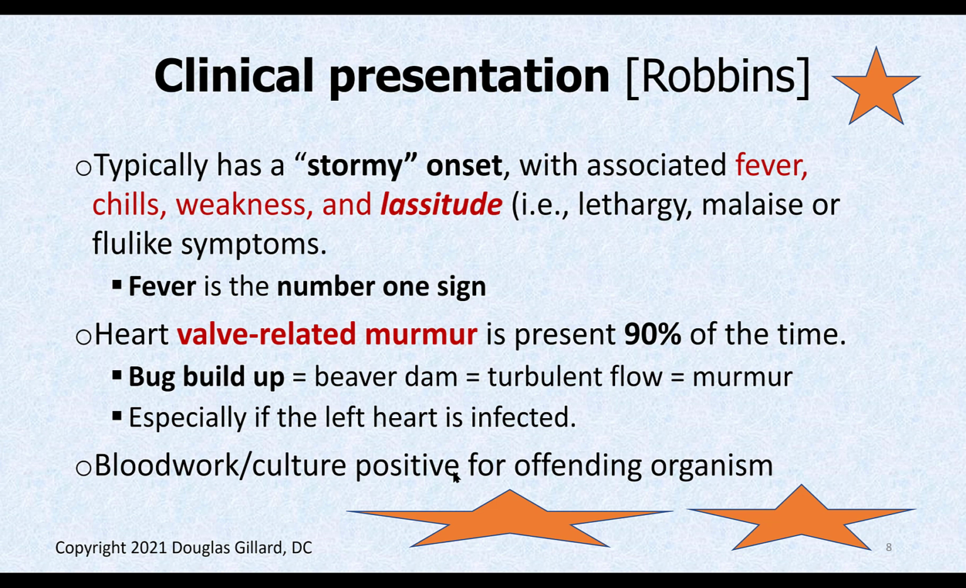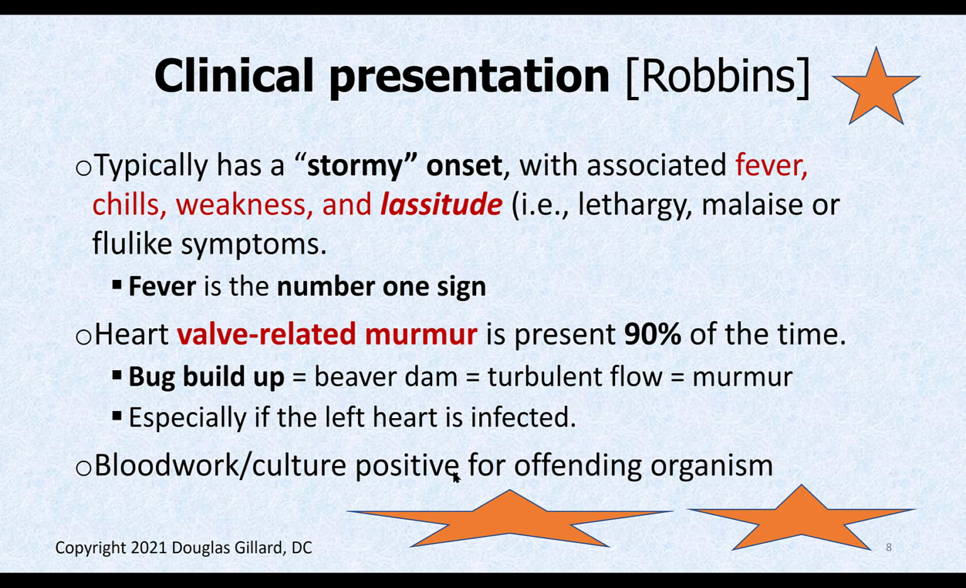Clinical presentation. Patients, it's classically said, Robbins says, it has a stormy onset. These people get sick and they go down really fast, so especially a fever is the number one sign. Chills, weakness. Lassitude, there's another vocabulary word for your lassitude. So that's lethargy. Just kind of flu-like symptoms. You don't feel well. Malaise, you just don't feel well. Flu-like symptoms.